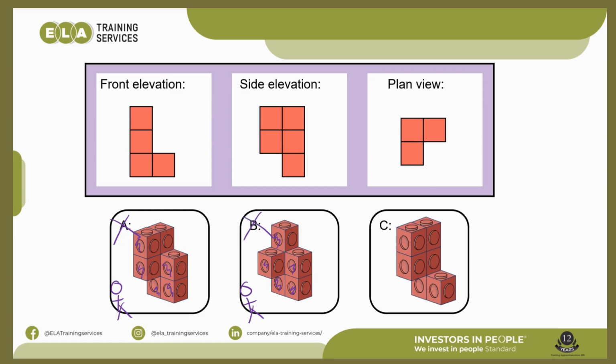Front elevation. Remember, we're referring back to this drawing. 1, 2, 3 in a row and 1 next to it. That matches. So it must be C, and we can decide that without even looking at the side or the plan view. If you wanted to double check yourself, you could obviously take your time and compare the two as well, but we can tell just by the front elevation that it is in fact C.